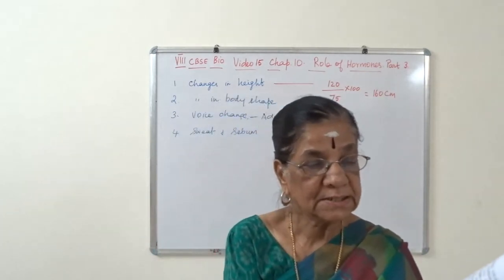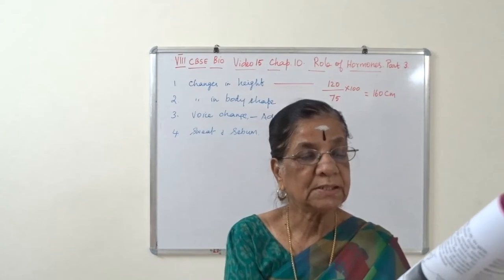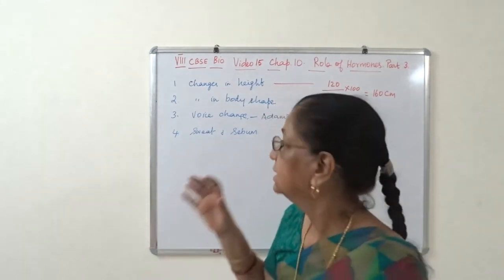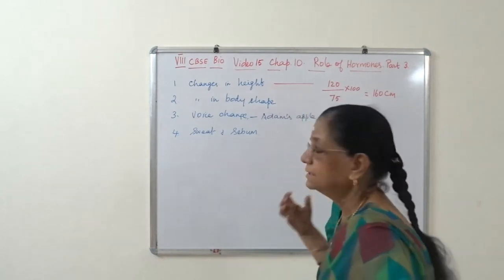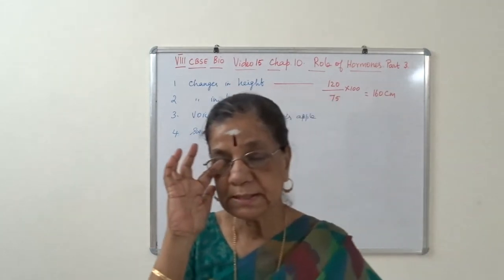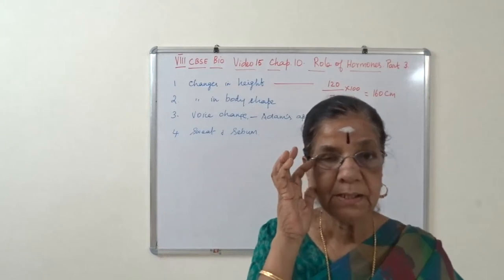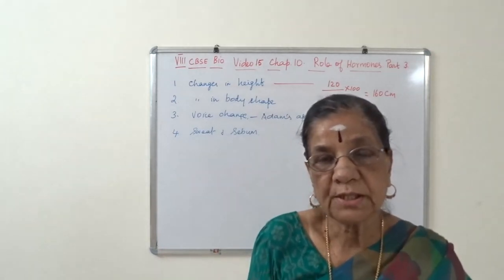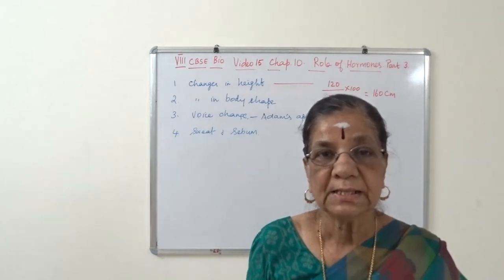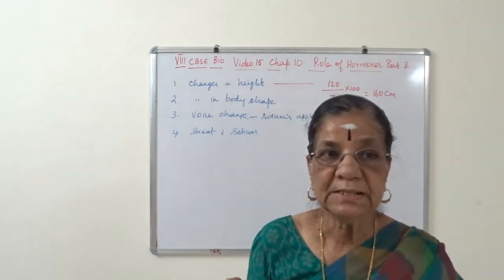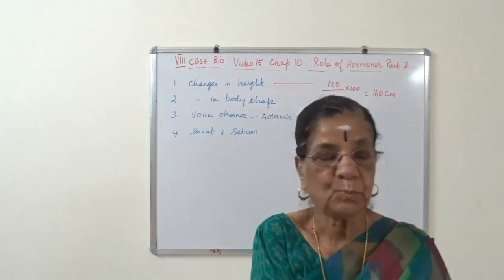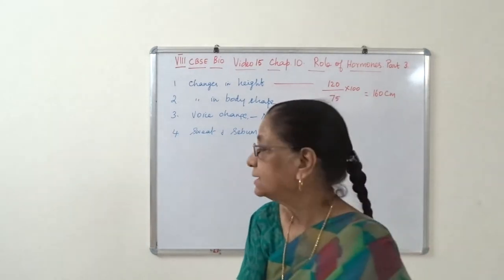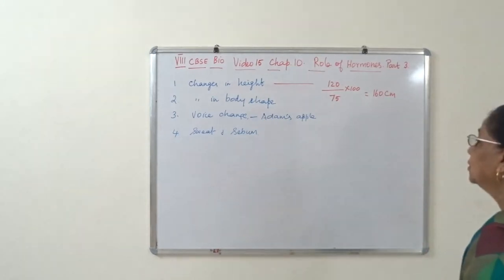Whereas this change occurring in adolescents, boys and girls are different. First, change in height, then change in the body shape. Body shape, we look at mainly two things. One, the body becomes broader and wider in boys than the girls, whereas in girls the hip will become broader. I hope you understand. The next one, changes in voice.